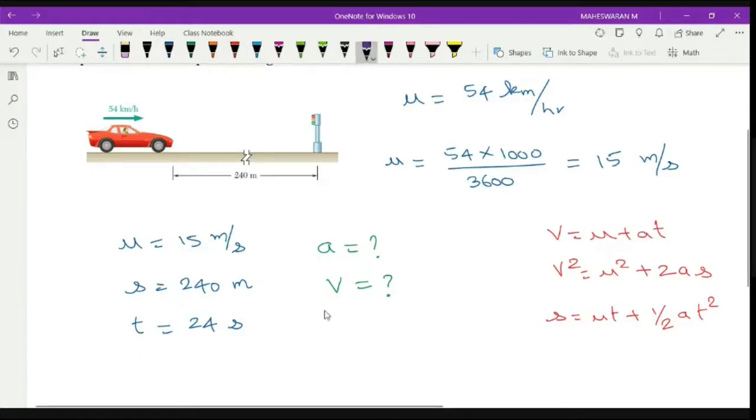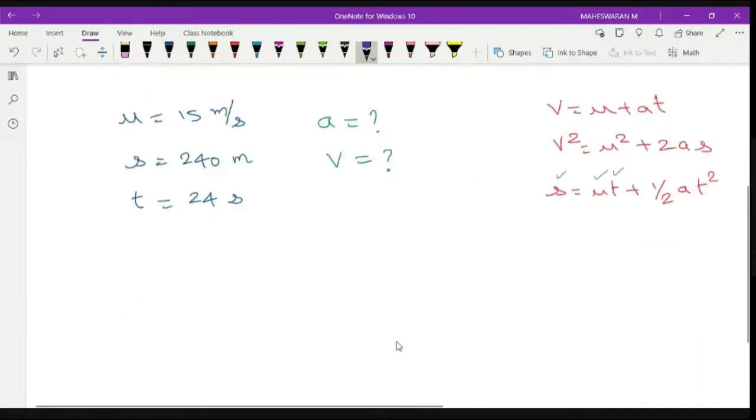Very good. You can see that you have the u value, the t value, and the s value. All three values are known, only one unknown. So you can easily identify the value of a. Directly I can use s is equal to ut plus half at square. I will write it again: s is equal to ut plus half at square.